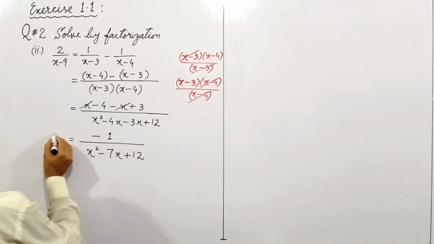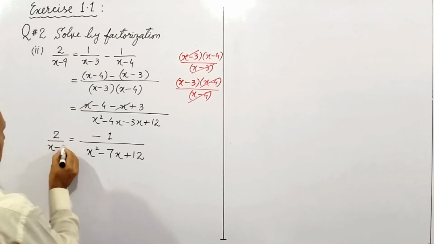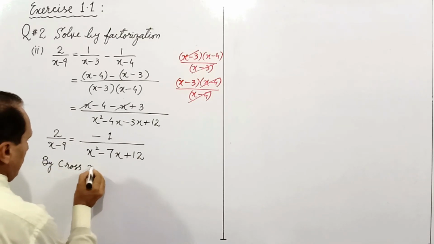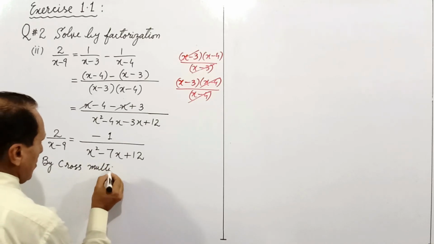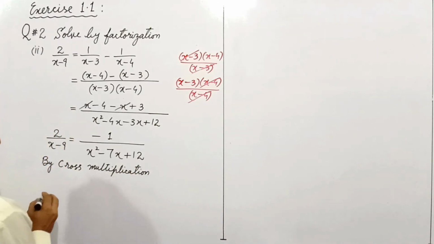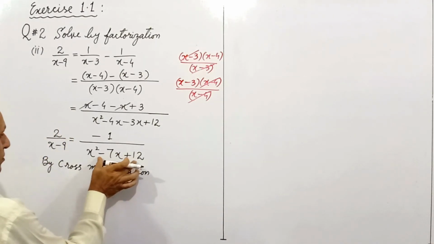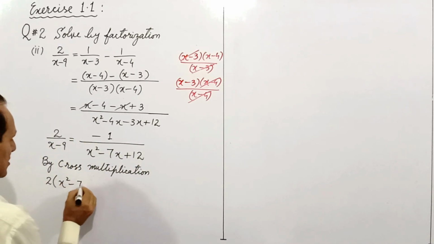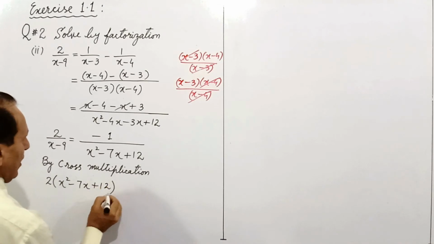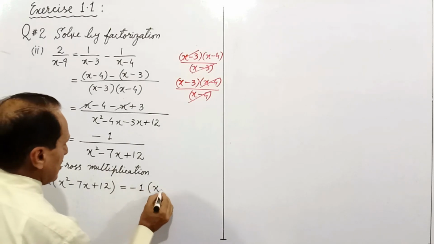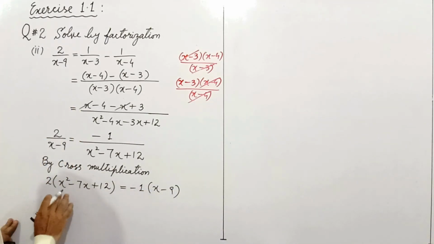On the left hand side, we carry the same fraction. By cross multiplication, we multiply the denominator on the right hand side by 2: 2 multiplied by x square minus 7x plus 12, and minus 1 is multiplied to x minus 9 on the right hand side. We simplify by opening the brackets.